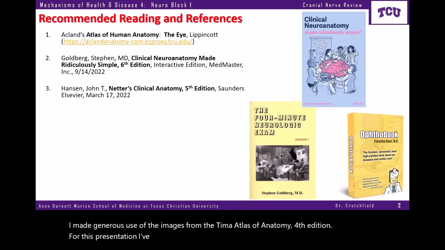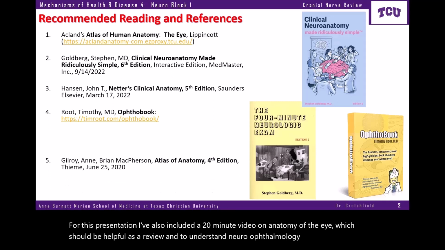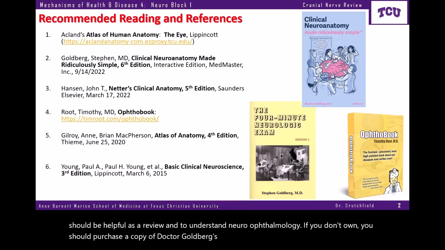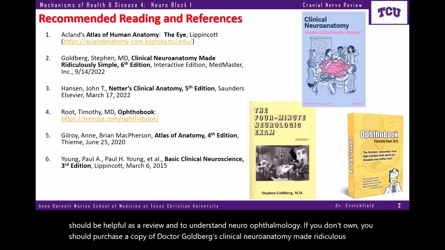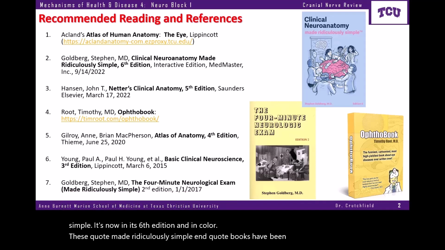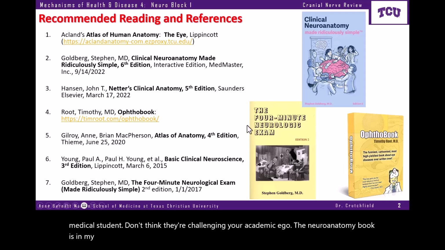I've also included a 20-minute video on anatomy of the eye, which should be helpful as a review and to understand neuro-ophthalmology. If you don't own it, you should purchase a copy of Dr. Goldberg's Clinical Neuroanatomy Made Ridiculously Simple. It's now in its 6th edition and in color. These, quote, made ridiculously simple, end quote, books have been around since I was a medical student. Don't think they're challenging your academic ego. The Neuroanatomy book is, in my opinion, a must for every student who wants to pass their neuroanatomy course in medical school.